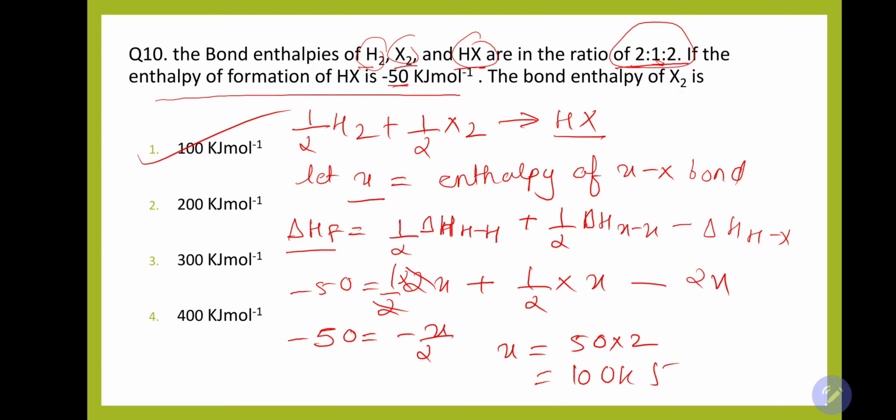Okay, got it? What we have done over here is we have assumed one of the enthalpies which is in the ratio 1 as x. Then this will become 2x and this will also become 2x, but here it is half, so it will become half of 2x. Thus we get the answer. Now let's move further.